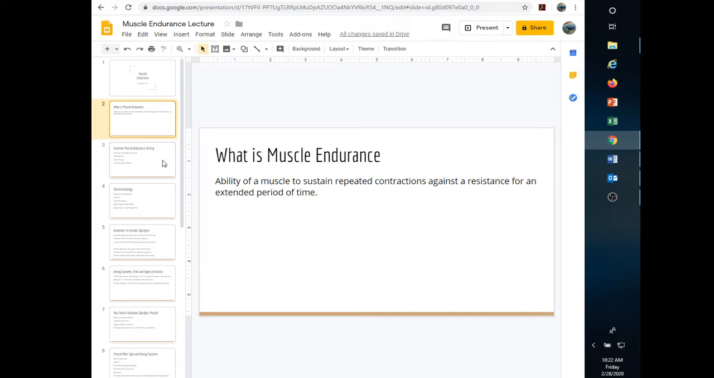Muscle strength doesn't do you a lot of good in a multi-pitch climbing situation where you're climbing several different pitches, meaning I might go up, let's say, 33 feet, then switch over and climb another route for another 33 feet. I've got to do that over a long period of time. So that would be an example of muscle endurance.